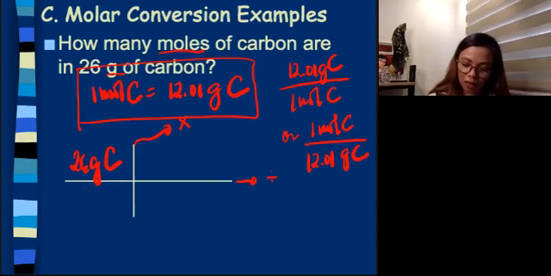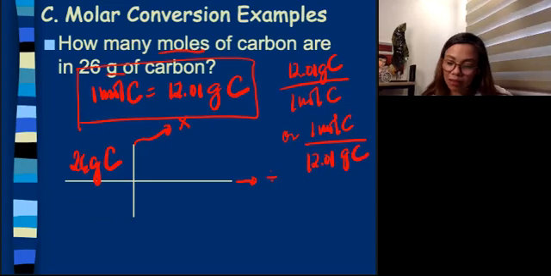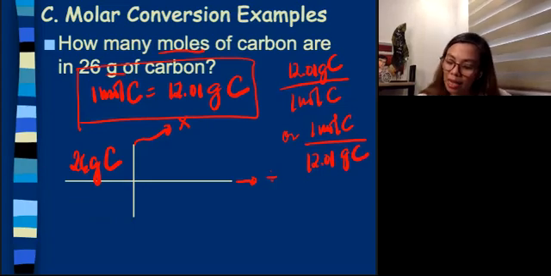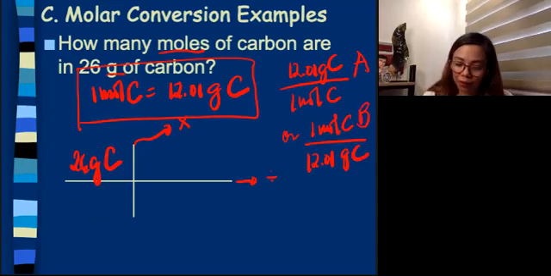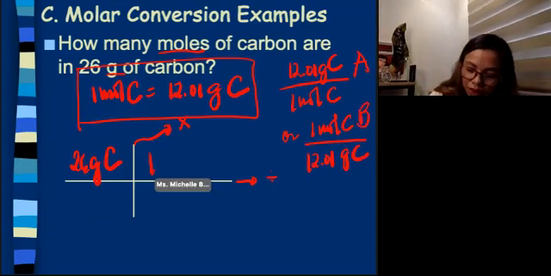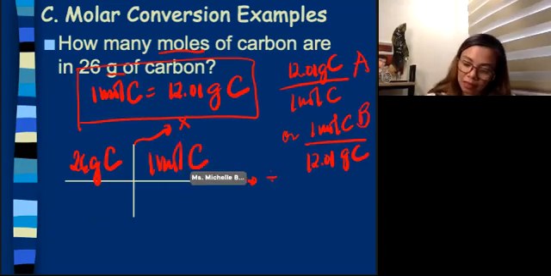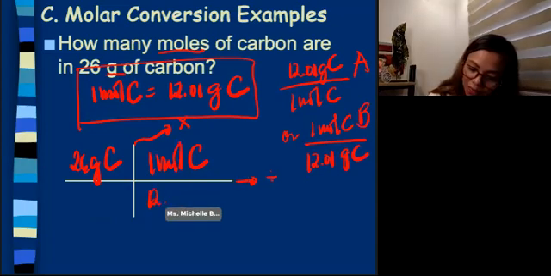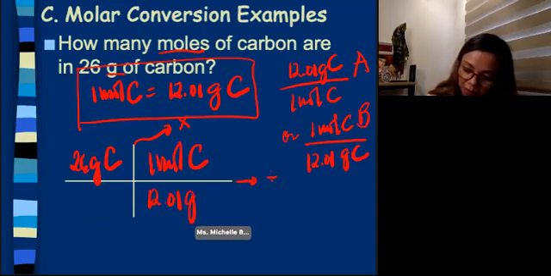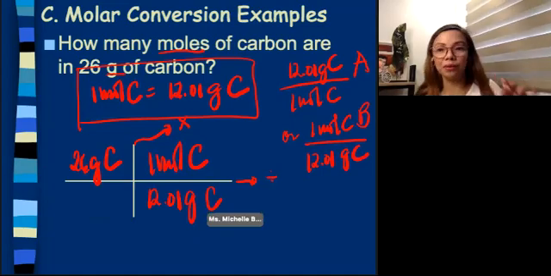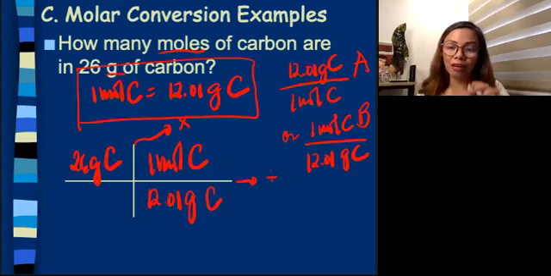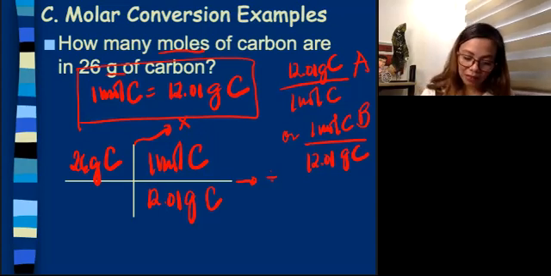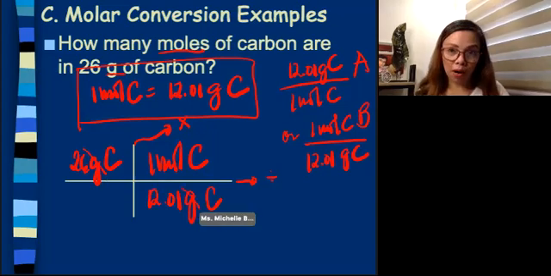Now, 26 grams of carbon, which will you use? A or B? Okay, if you had chosen B, then you are correct. 1 mole of carbon is equal to 12.01 grams of carbon. We cancel the unwanted unit because that is the factor label method. Cancellation of unwanted unit: grams divided by grams is equal to 1.